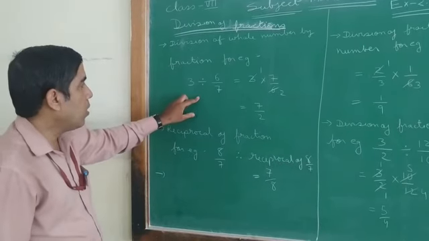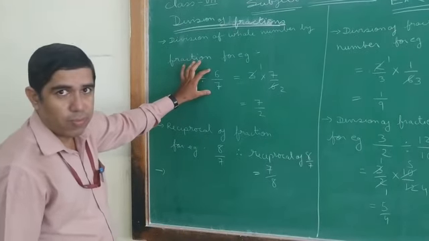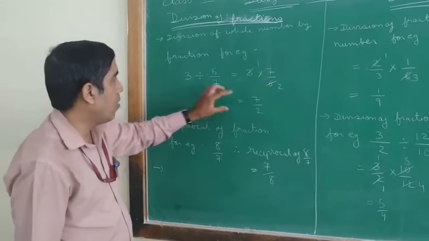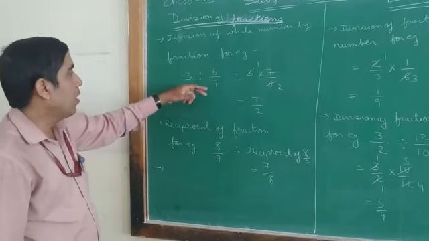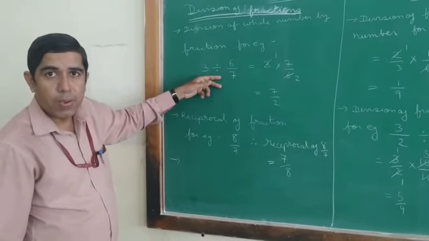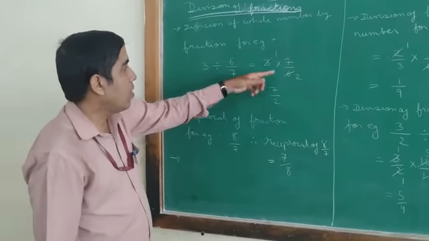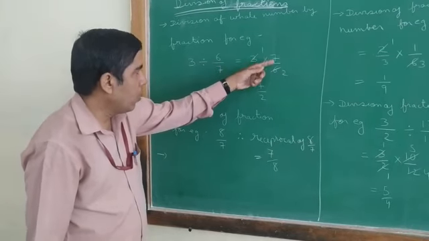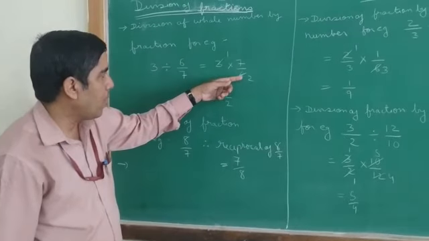Now what to do here? I will take the reciprocal of this, so you can see 3 multiplied by 7 by 6. What is the meaning of reciprocal? The numerator will become the denominator, and the denominator will become the numerator. So you can see 7 was down, it came up, and 6 was up, it came down. So now the answer is 7 by 6.